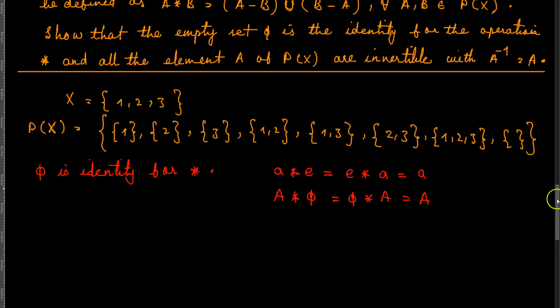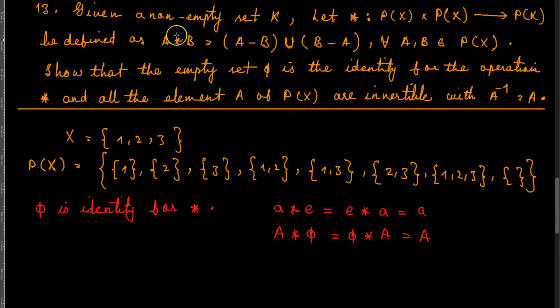Now let's see if that is true. Here we are saying that A star B is equal to A minus B union with B minus A. So if I calculate A star phi, it is going to be equal to A minus phi union with phi minus A. Phi is the null set, so if you subtract the null set from any set, you get that set itself. So that is equal to A.